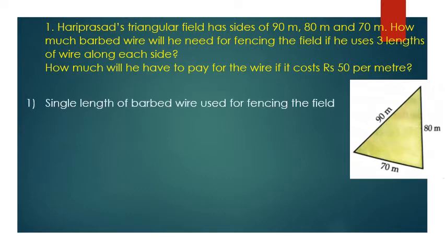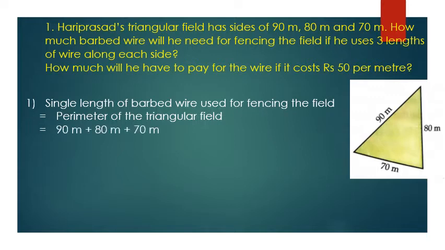Children, if we put a single length of wire for fencing the field, so the single length of barbed wire used for fencing the field will be equal to perimeter of the triangular field, right? And how do we find out the perimeter? By adding all the sides. So it is equal to 90 meter plus 80 meter plus 70 meter, which in turn is equal to 240 meter. So this much is the single length of barbed wire used for fencing the field.